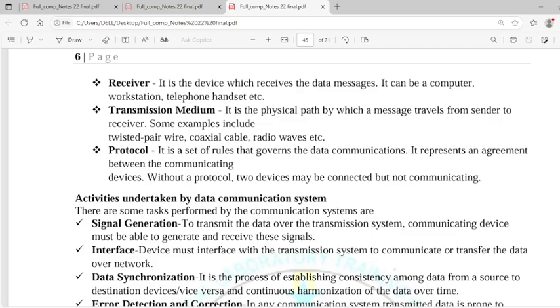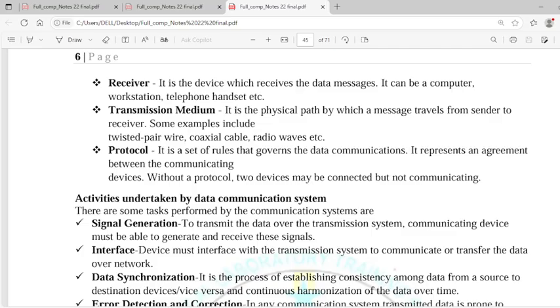Then data transmission medium. A data transmission medium is the path through which a message travels from a sender to a receiver. This can be a twisted pair cable, coaxial cable, radio waves, Wi-Fi, Bluetooth, and so on.